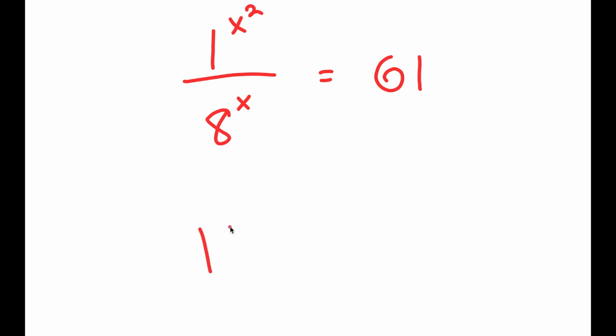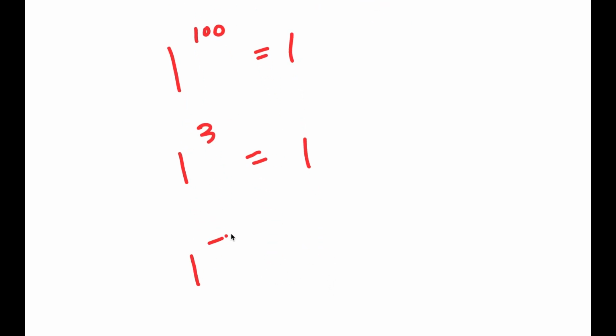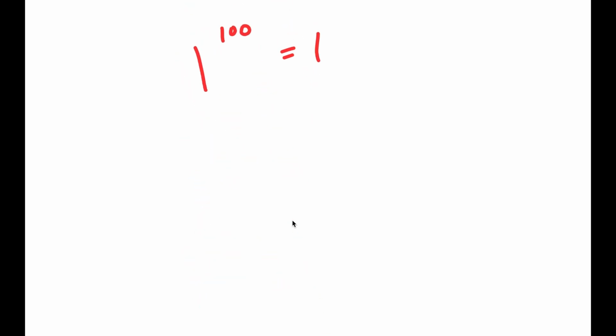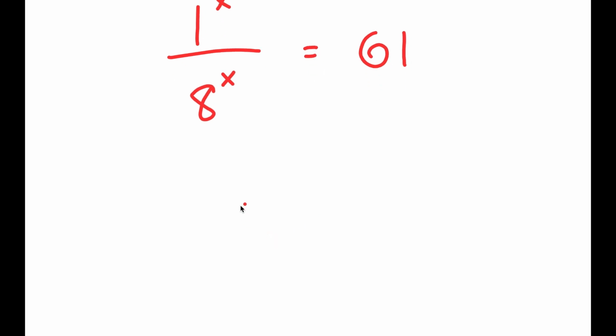Well, 1 to the power of anything is just equal to 1. You can do 1 to the power of 100 is equal to 1. 1 to the power of 3 is equal to 1. 1 to the power of negative 5 is equal to 1. Even 1 to the power of infinity is equal to 1. So it doesn't matter what value x is, this value right here, our numerator, is going to be equal to 1. So, this turns into 1 over 8 to the power of x is equal to 61.